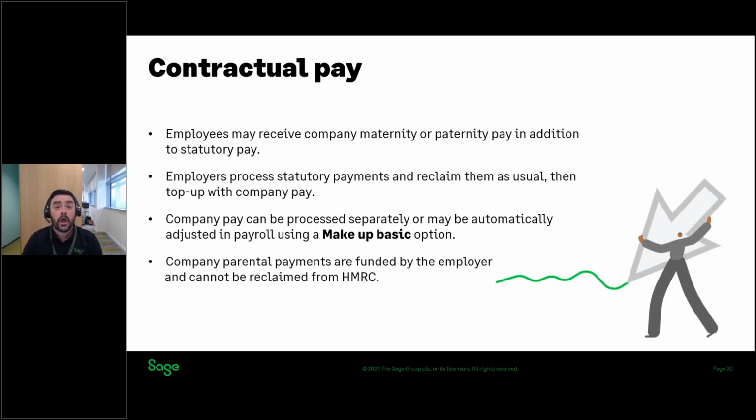It's important to understand that company parental payments are fully funded by the employer. So those extra payments cannot be reclaimed from HMRC. You just get 92% of the statutory amount, or if you're a small employer, qualifying for small employers relief, you get 103%. So that's a note on contractual pay. Sometimes it's limited for a time scale, so you would need to work out really period by period how much you need to give them and then manually enter or make up to basic for those periods.